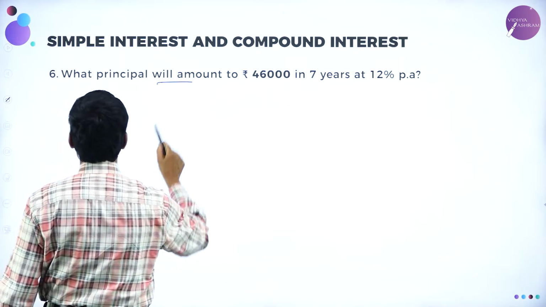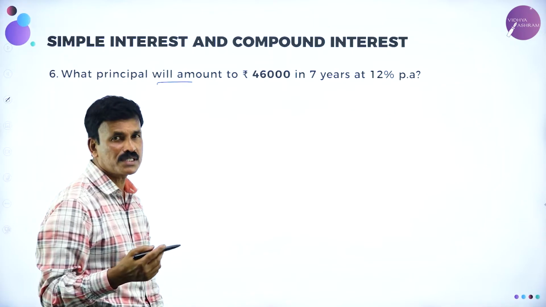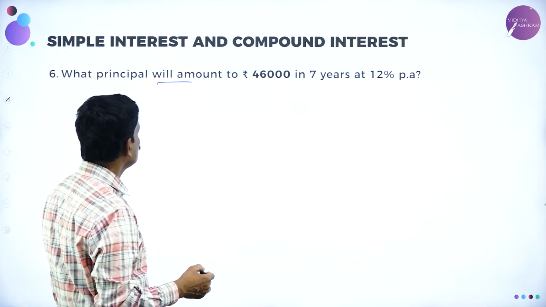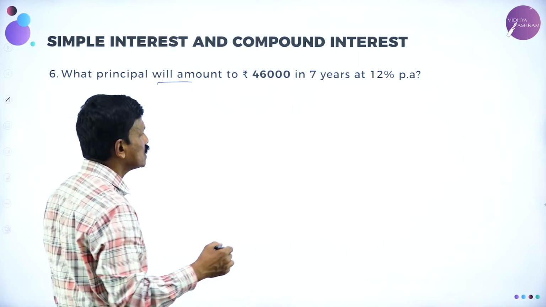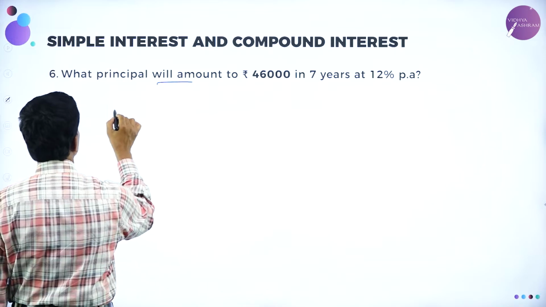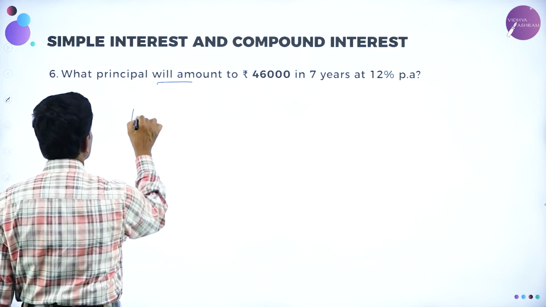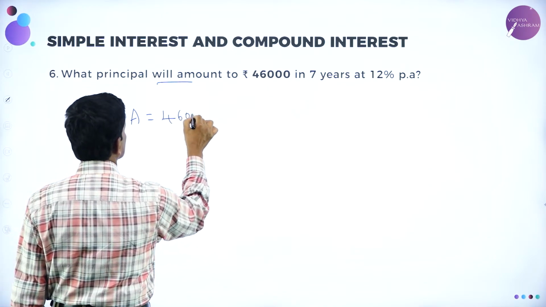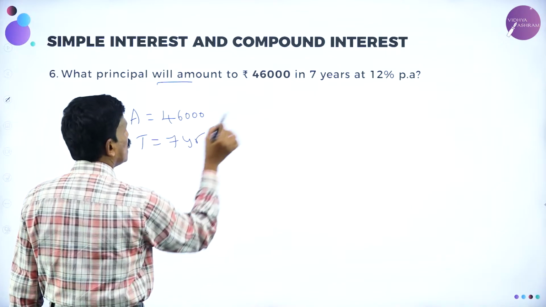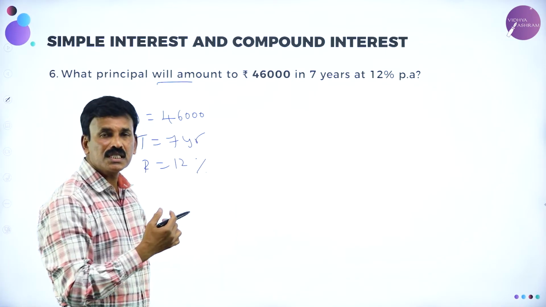What principal will amount to rupees 46,000 in 7 years at 12%? Very simple problems these are all. So, what is given? What principal? Principal is to be determined here. Here amount is given. What is the amount? Amount is equal to 46,000 and the time t is equal to 7 years and the rate of interest is equal to 12% per annum. So, these are the given conditions.